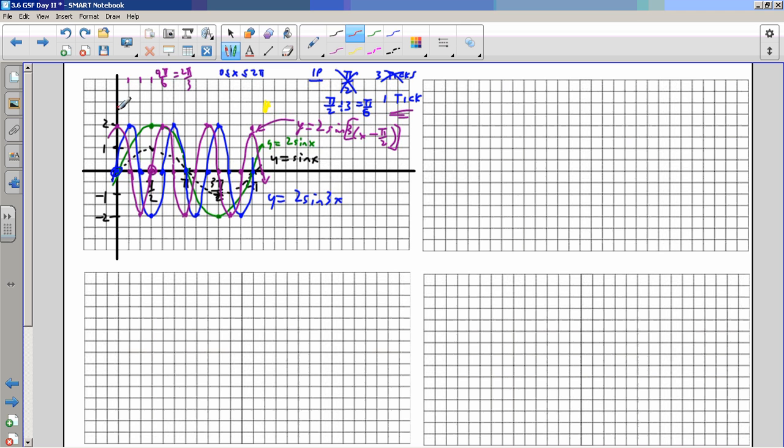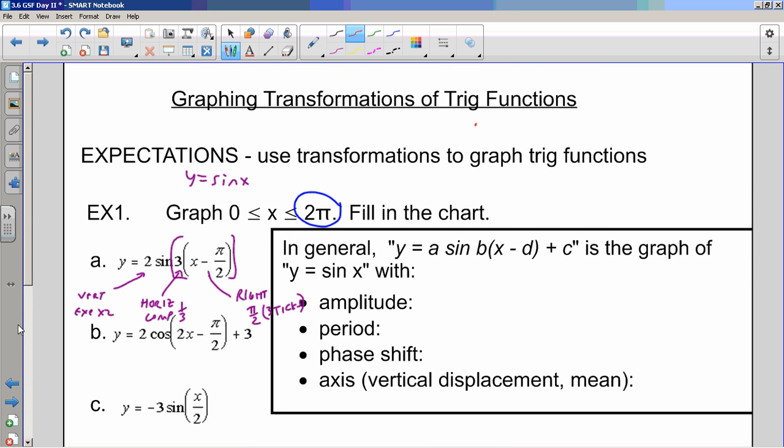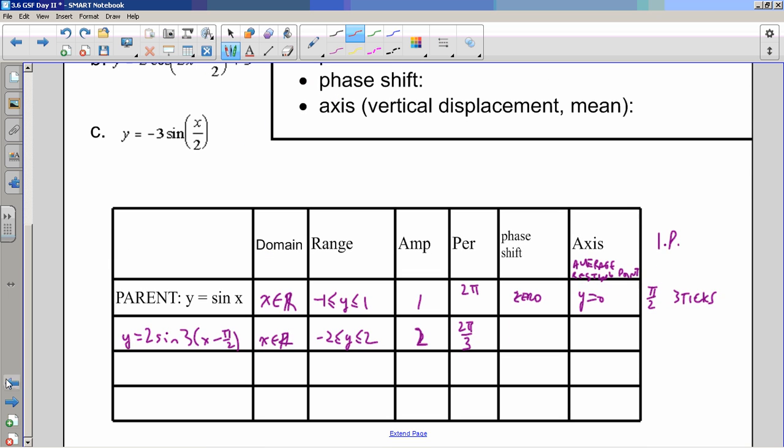In 2 pi, that's from here to here, how many repetitions of the purple graph do I have? There's one. There's one repetition. There's a second repetition. Oh, there's a third repetition. So in 2 pi, I've got 3 repetitions. So what's the period? 2 pi divided by 3. That's yet another way to think of the period.